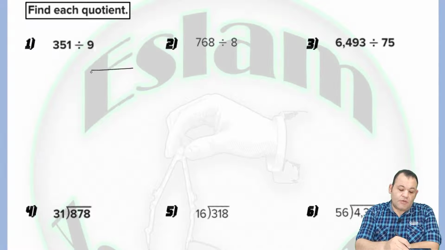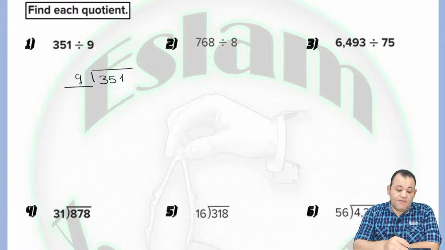So by using long division, 351, we need to divide it by 9. At first, because we have one digit in the divisor, I will just take one digit. 3 divided by 9. Because 3 is smaller than 9, we can't divide it. We can divide only if the number is greater than or equal to the divisor. Now 3 is smaller than 9. Because we can't, I put 0. Now take the 2 digits. Now 35 divided by 9.